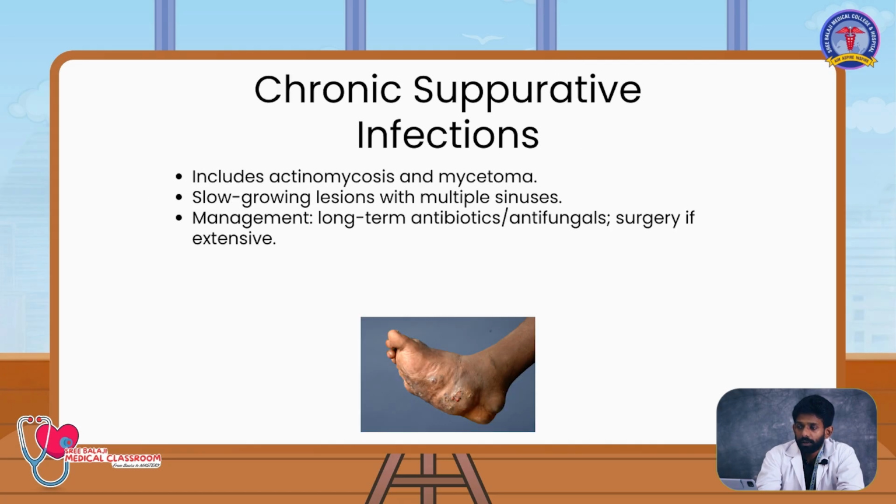Now we'll look into the chronic suppurative infections. Actinomycosis, a chronic granulomatous infection which may cause the formation of sulfur granules. Mycetomas, a chronic fungal infection of the skin and subcutaneous tissue. The progression is slow in such infections. The patient may present with an ulcer with multiple sinuses. This requires long-term antibiotics or antifungals. Antibiotics are usually given to treat the secondary bacterial infection. Surgical excision is done if the infection is extensive.